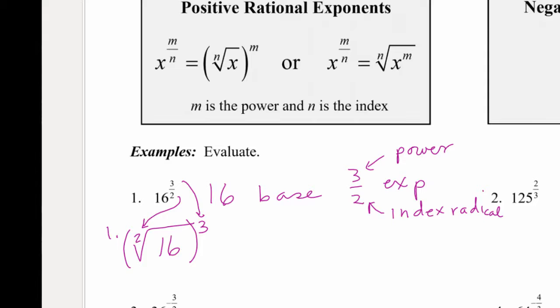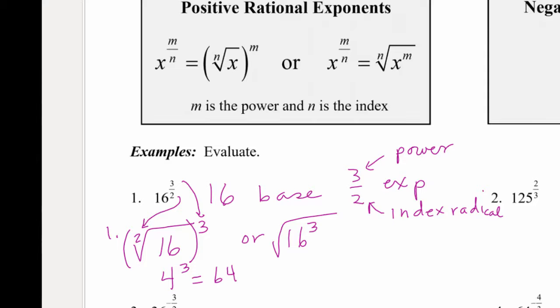So we could do this in our heads, right? Because we know that the square root of 16 is 4, and then we're going to cube that, and that's going to give us 64. Or sometimes you may want to take the power first and the radical second. So 16 cubed first, and then take the square root of that answer. That's a big number, right? So in this case, you would probably choose the first method if you didn't have your calculator. I'm going to actually show you how to do this in the calculator.